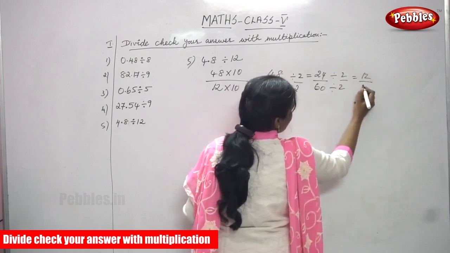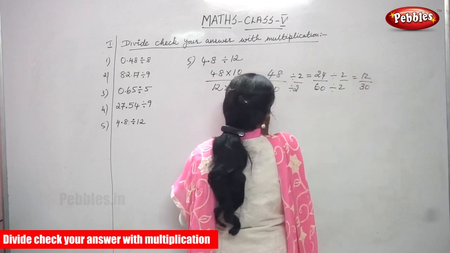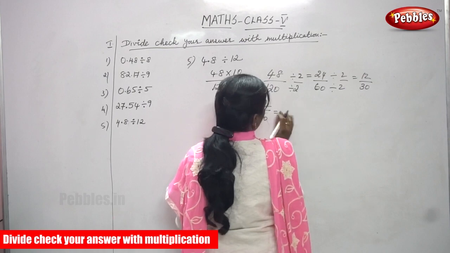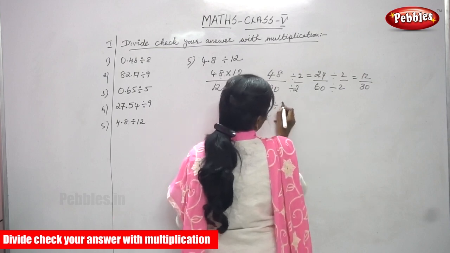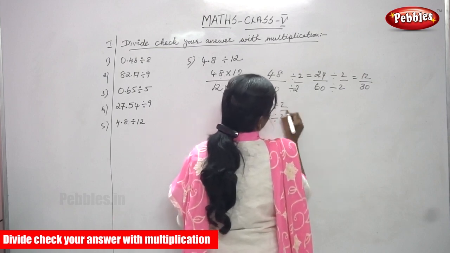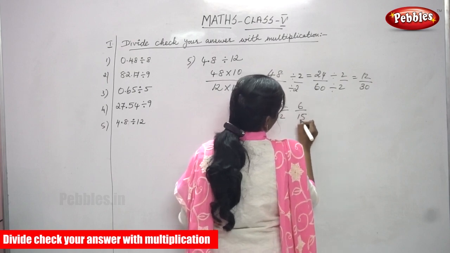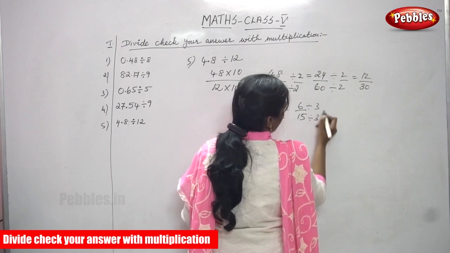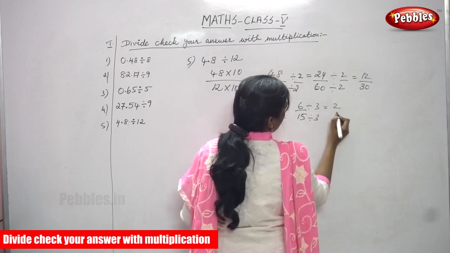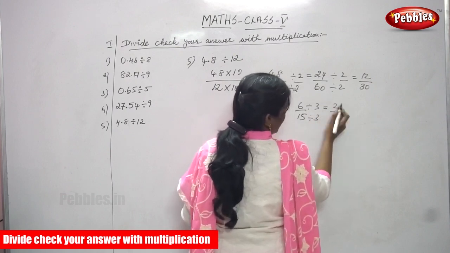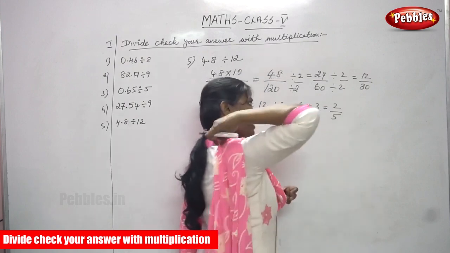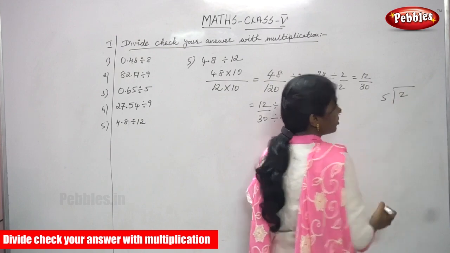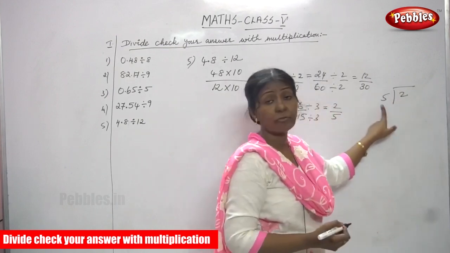Then here what is this? 30. So you can get 12 by 30. So again if I divide this, you can get 6 by 15. So again I have to divide it by 3. You can get 2 by 5. So now the answer is 2 by 5, but anyhow you have to divide. 2 is divided by 5. So 2 is less than 5.